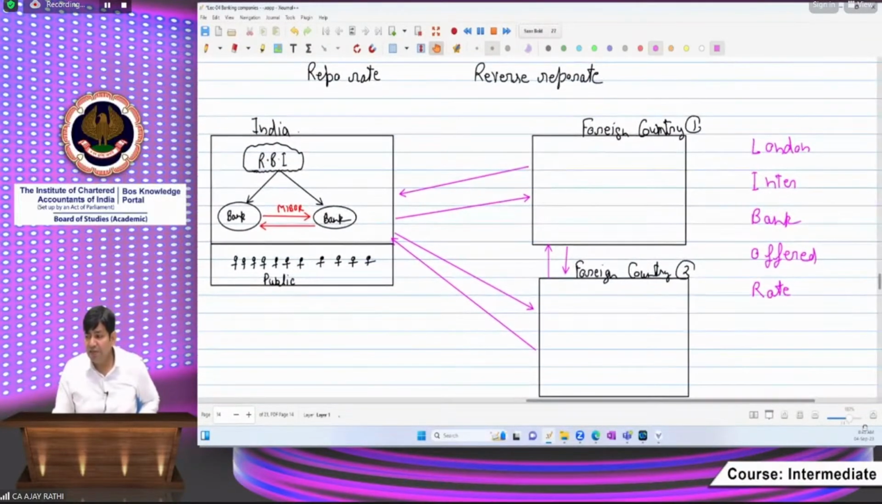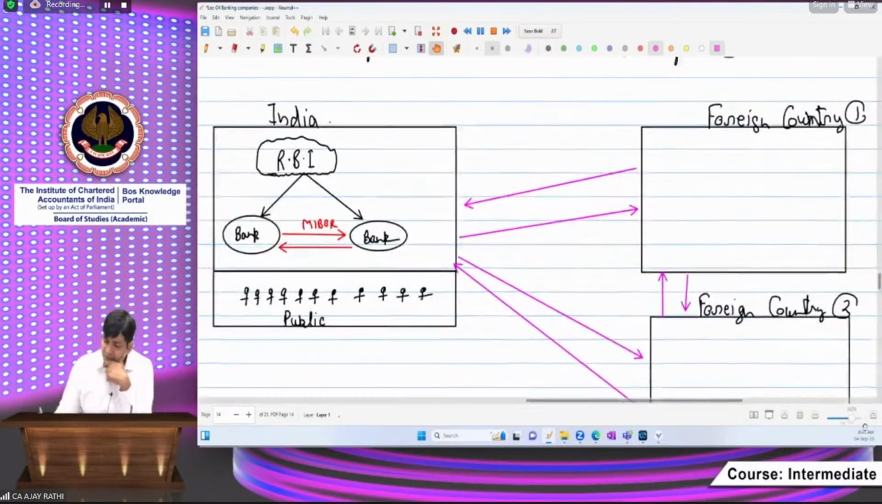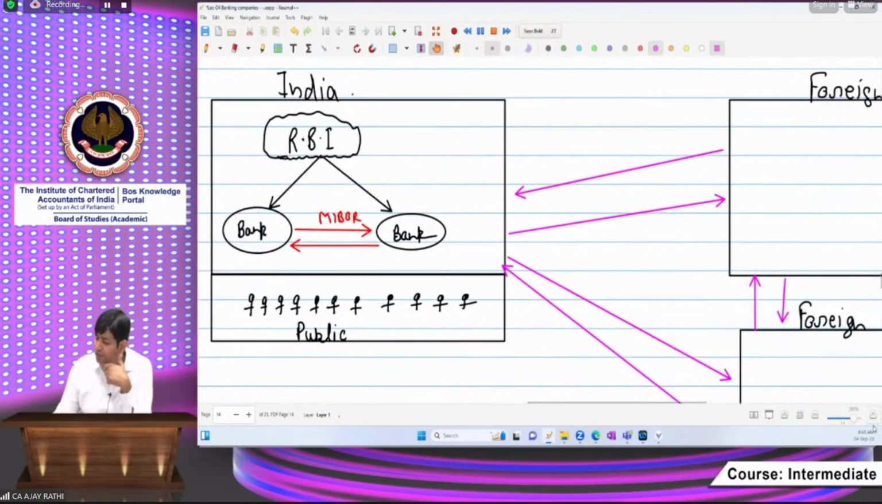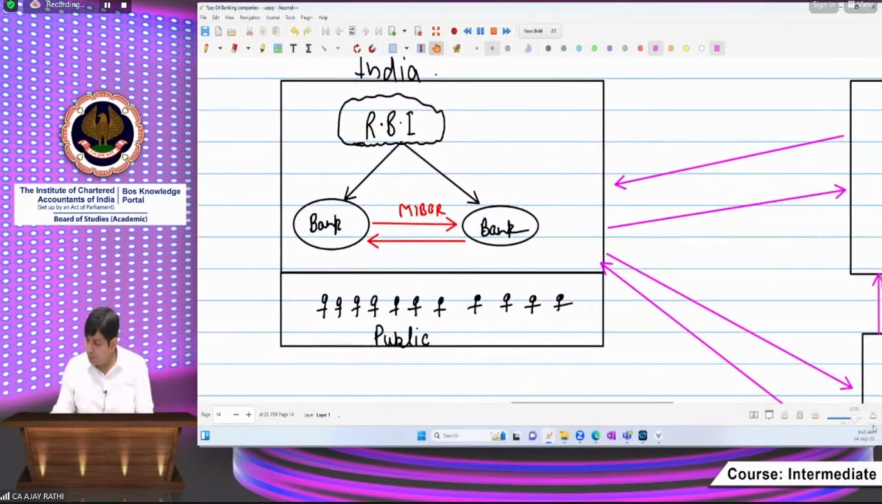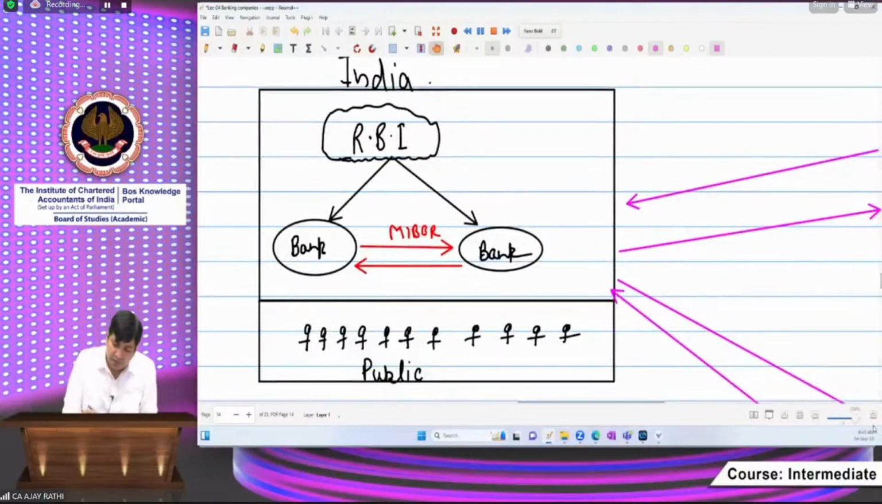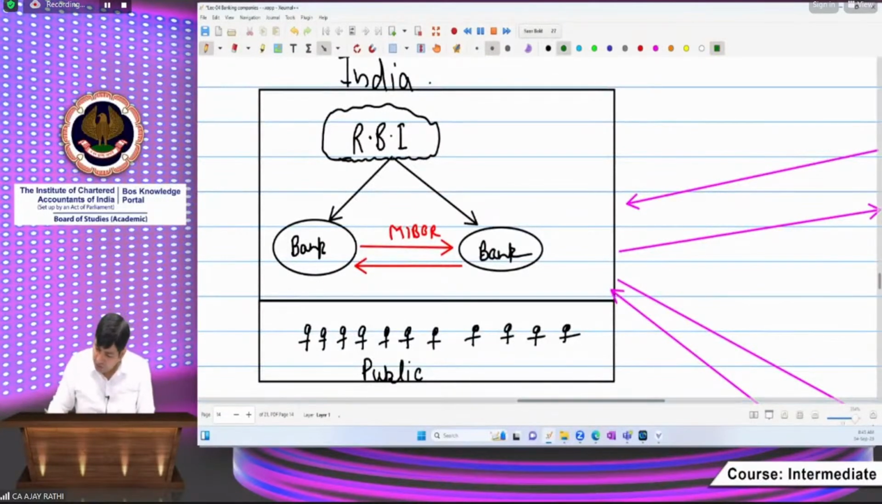Another word is also there, that is bank rate. The rate at which loan is given by banks to the public. This is called bank rate, at which loan is being offered by banks to the public.